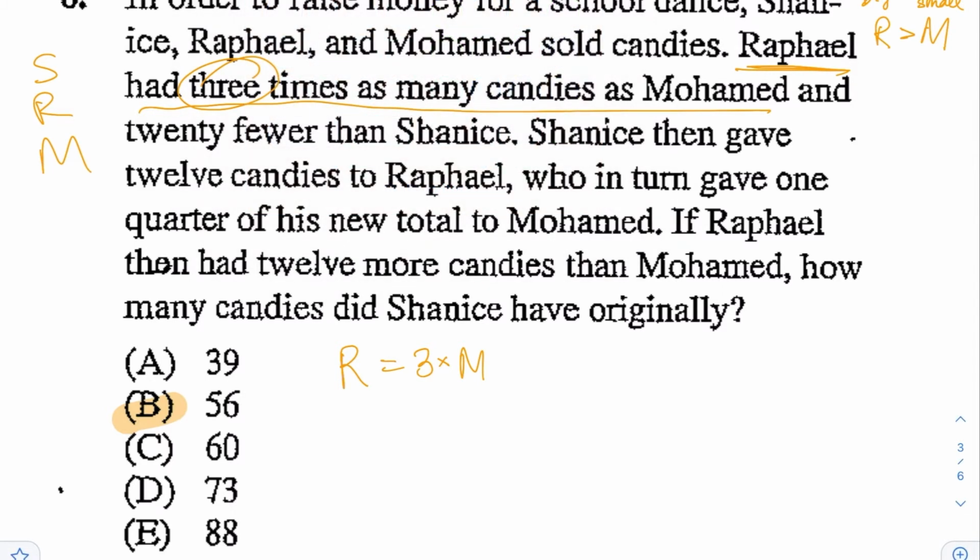Then, for the second equation, Raphael also had 20 fewer than Shanice. So Shanice actually had more than Raphael, because again, it's 20 fewer. So that means that you have to take the smaller number, R, add 20 to it, and then you'll get the big number, which is Shanice, which is S. So Shanice actually has the most.